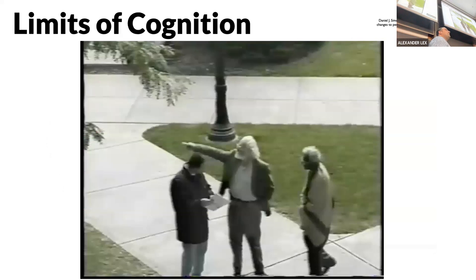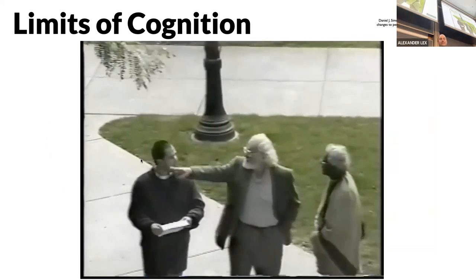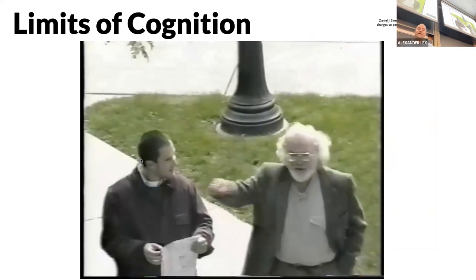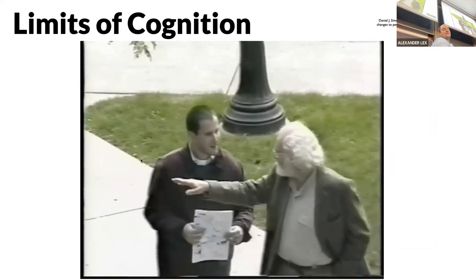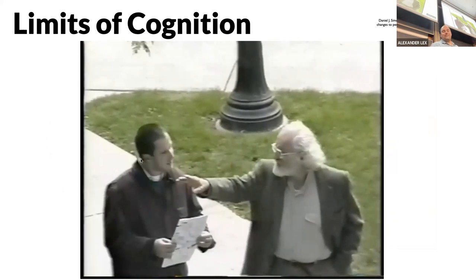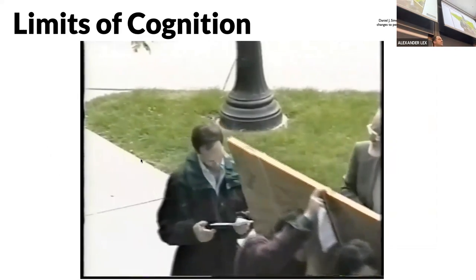But there are also limits to what we can perceive. So I want to show you this little research video from psychology. What you see here is one person on the left asking for directions. The older gentleman is obliging and giving these directions. And now something happens. You're actually switching out the people.